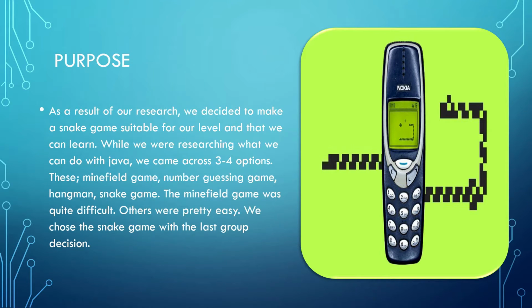Purpose: as a result of our research, we decided to make a Snake game suitable for our level and that we can learn. While we were researching what we can do with Java, we came across 3 or 4 options. These: Minefield game, number guessing game, Hangman, Snake game. The Minefield game was quite difficult. Others were pretty easy. We chose the Snake game with the last group decision.